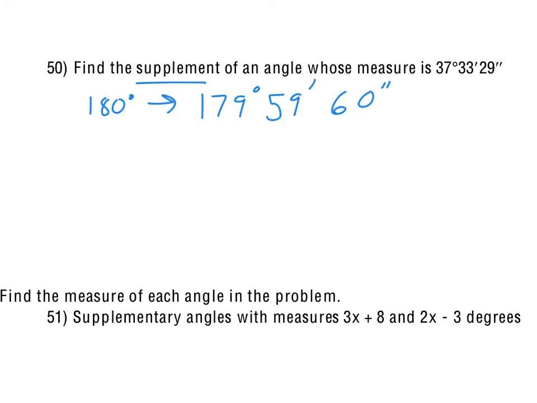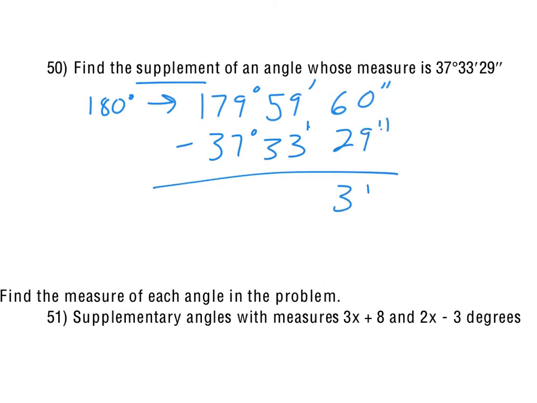So again, the way that works is the 60 seconds, that's a minute. So we add that in here, that's really 60 minutes. 60 minutes is really a degree, we add that there, we get 180 degrees. And so we just subtract from that the 37 degrees, 33 minutes, and 29 seconds. So we get 31 seconds, 26 minutes, and 142 degrees. Again, it does not hurt to check and make sure that if we add those together, we actually do get 180 degrees.